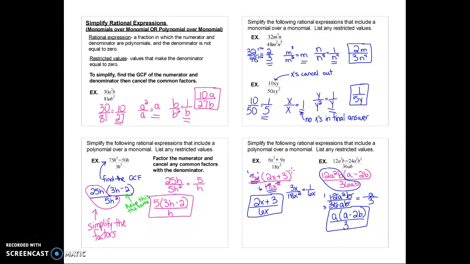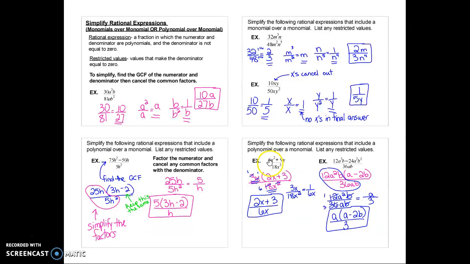So I have a 6x squared plus 9x divided by 18x squared. Again, factoring out a GCF out of that numerator since it's a binomial. Your GCF is going to be a 3x to the first power. So you divide each of those terms. 6x squared divided by 3x leaves us with a 2x. 9x divided by a 3x leaves us with 3.